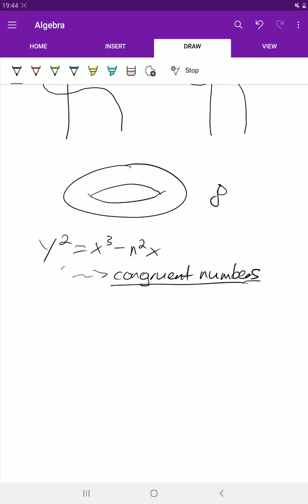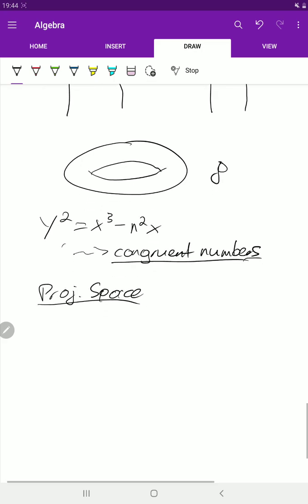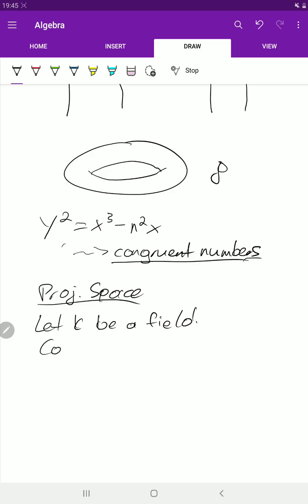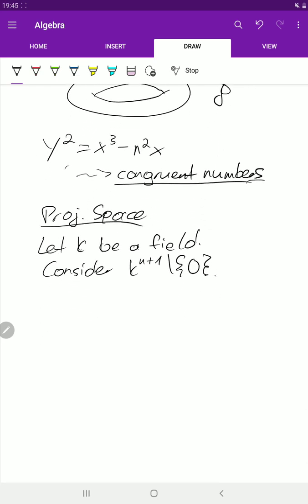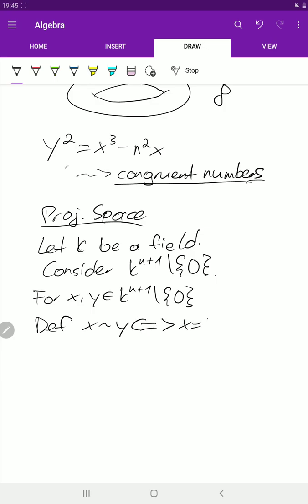So let's go to projective space, and later we'll come back to elliptic curves. So let's take a field K again, and we consider the space K^(n+1), but without the 0 point, so the point which is n+1 zeros. And now let's take some points here, again non-zero. And we define x to be equivalent to y if and only if x is equal to some lambda y, where lambda is an invertible or non-zero element in K.